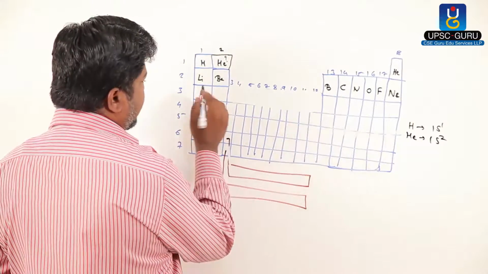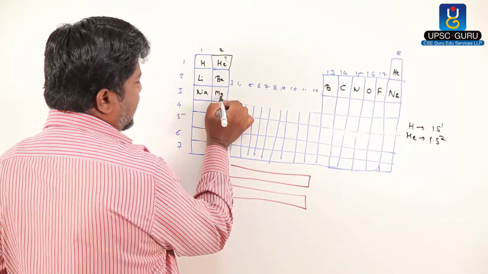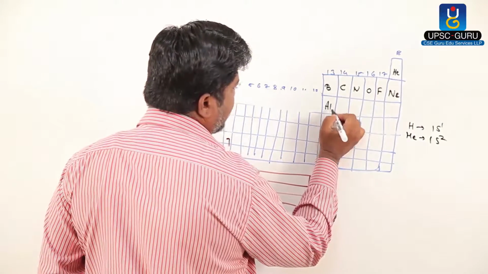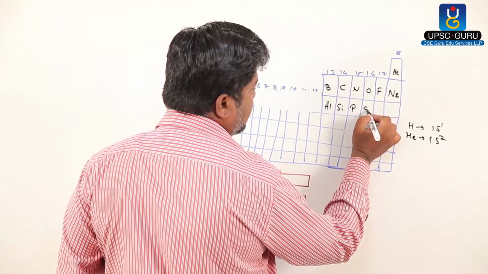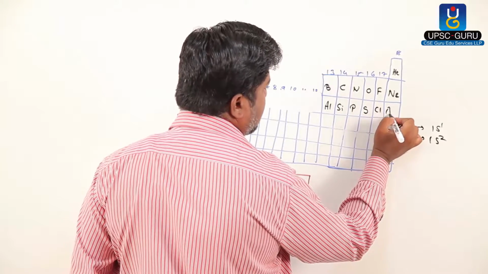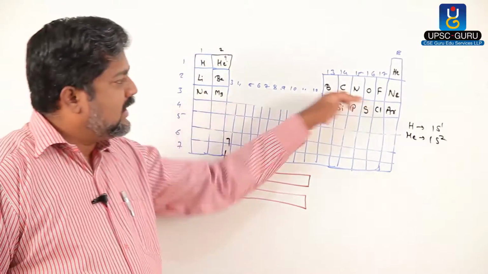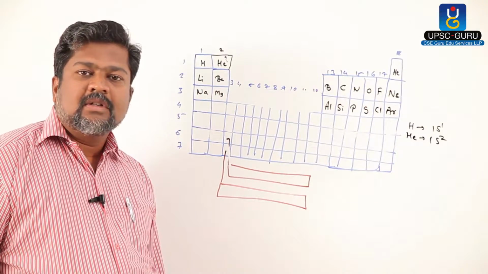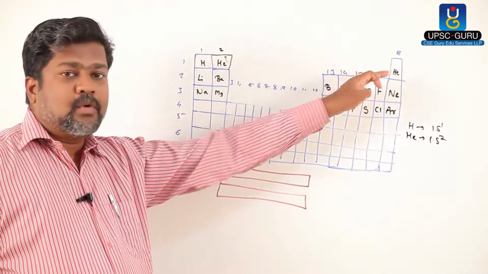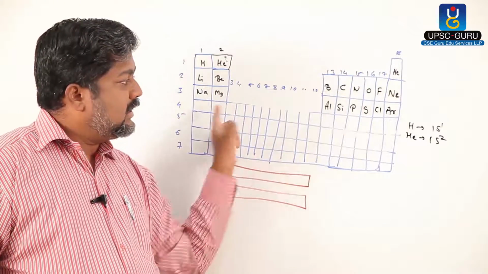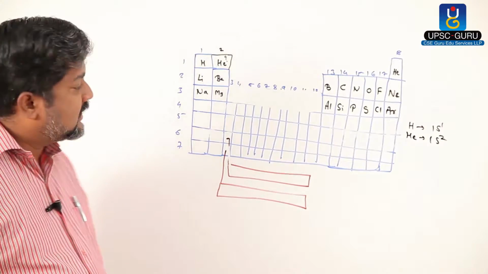The next period has sodium, magnesium, aluminium, silicon, phosphorus, sulfur, chlorine and argon. So the second and third periods have 8 elements. The first period has only 2 elements, while the second period and third period have 8 elements.